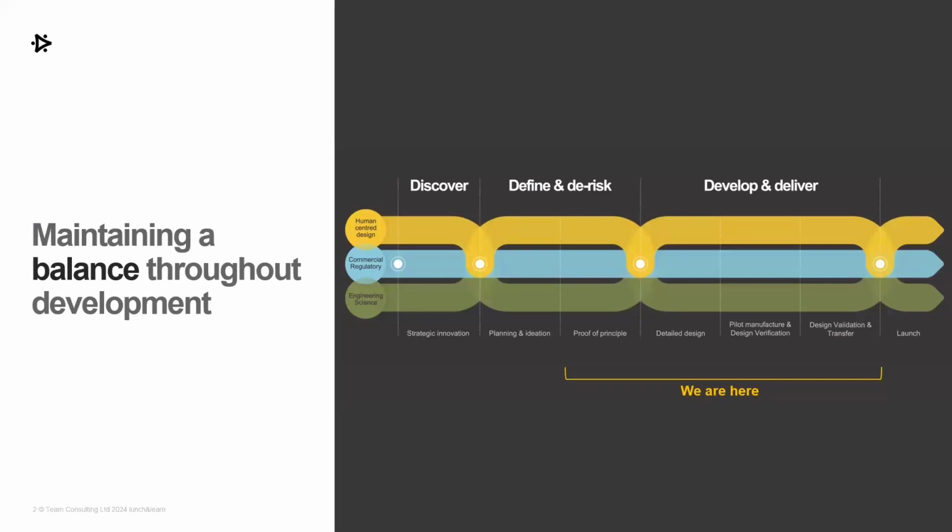So as you converge on a design, it's important to continue to test often with key stakeholders and iterate your design. And the other thing this diagram illustrates is that we try to maintain a balance of these three things throughout the process. So user-centered design, commercial and regulatory, and engineering and science. Now, obviously, the focus shifts as you go through the project, but our experience is successful product development involves maintaining that balance throughout.